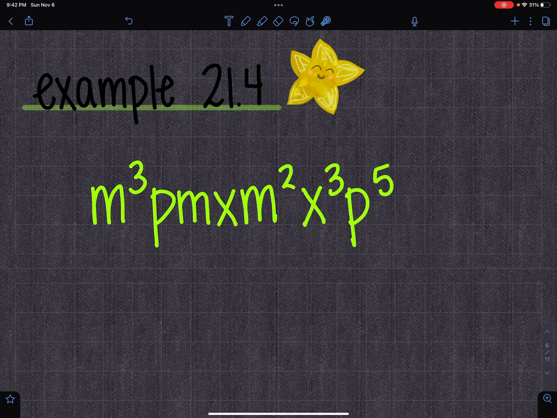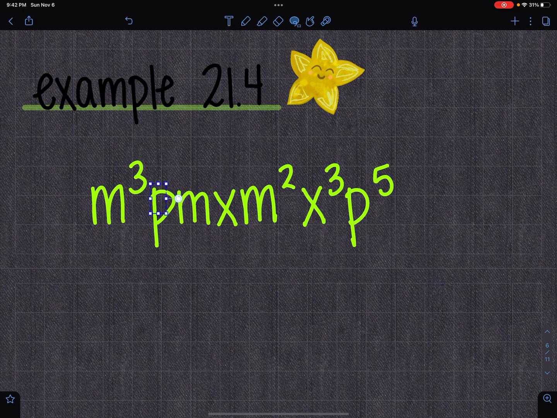Isn't it cool how you can take such complicated looking expressions or terms like this and then simplify it into something manageable? I love this. I love this lesson. So fun. All right, we have alphabet soup here. We've got a lot of letters. So how are we going to simplify it? We can do it. So I'm just going to group them together first.